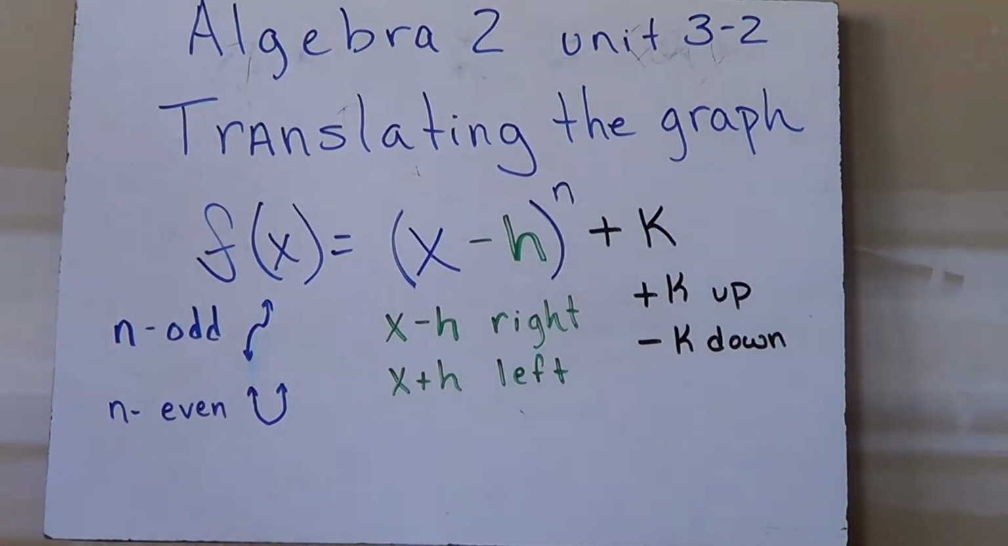Welcome. This is Algebra 2, Unit 3.2, translating the polynomial graphs. You guys are going to think this is way too easy because we just did this with quadratics, but I love this unit. It just brings it home a little bit more.